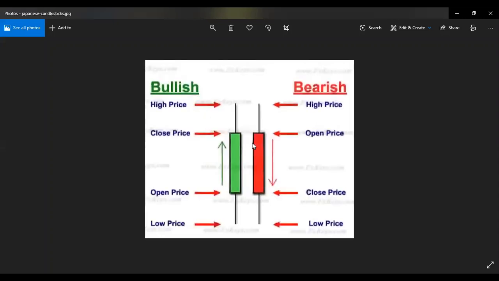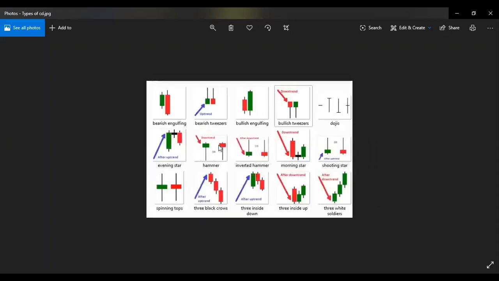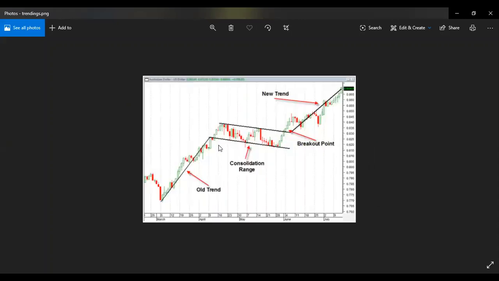So I think this explains it better. Bullish and then what's a bearish candle. So a typical candlestick chart. Let me share my screen with you. So go back to my screen.